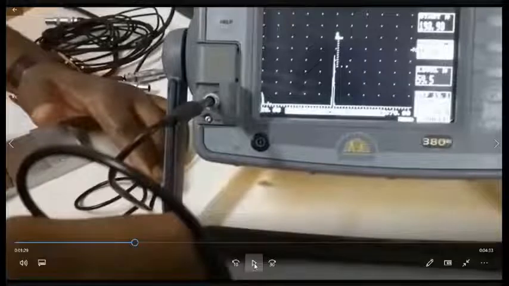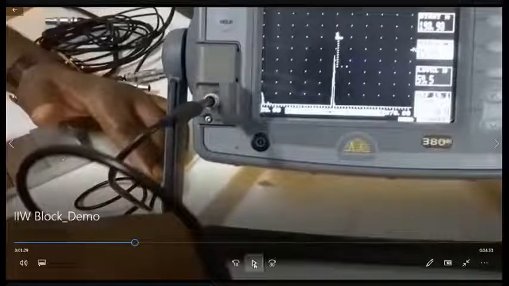Now we are going to use an angle probe, an angle transducer, and see how it is calibrated in terms of the angle and the beam spread and so on, what we discussed. So you can see the angles which are marked on this surface of the block, and with the help of this scale, you can find out the beam angle and the beam spread as well. So let us see how that is done.